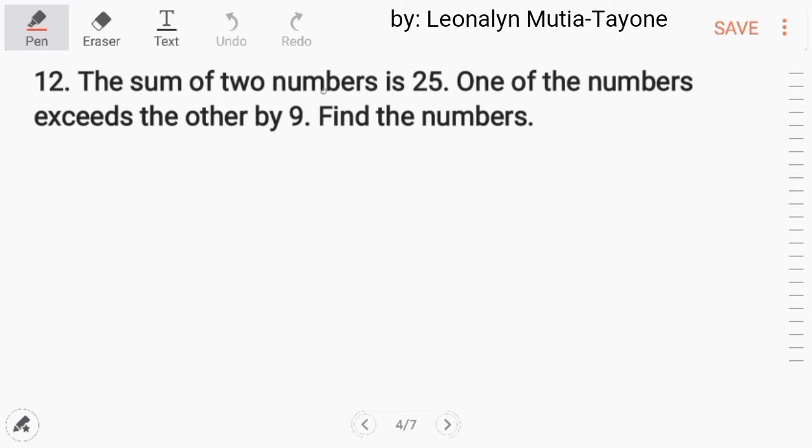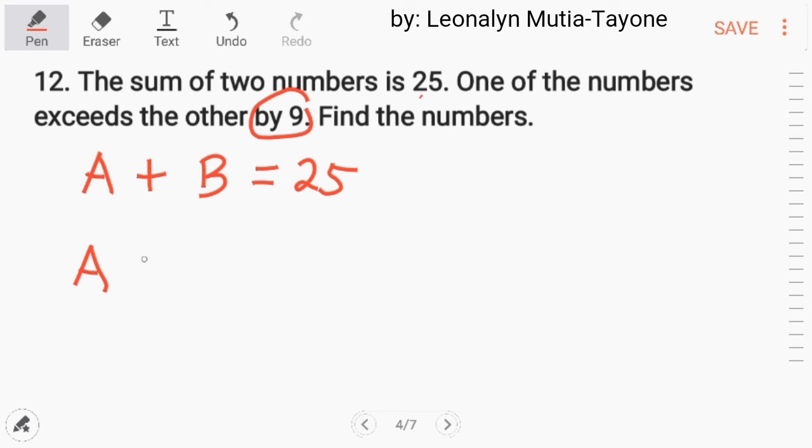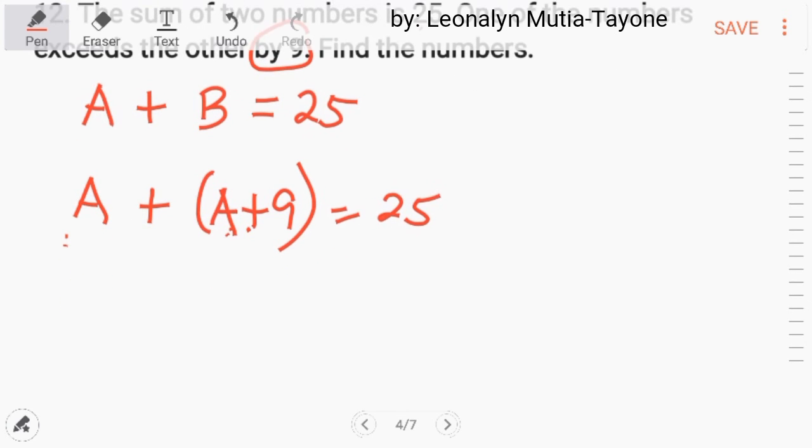Number 12. The sum of two numbers is 25. Two numbers. Let A be the first number and the second number is B, A plus B equals 25. One of the numbers exceeds the other by 9. So, let B be the one that exceeds by 9. So, A plus 9. Kasi pareho siya sa unang number, kaso exceed lang siya ng 9. So, A plus A plus 9 equals 25. Now, ipagsama natin ang mga like terms, and that is 2A plus 9 equals 25.